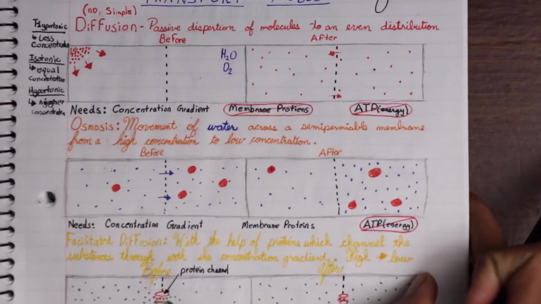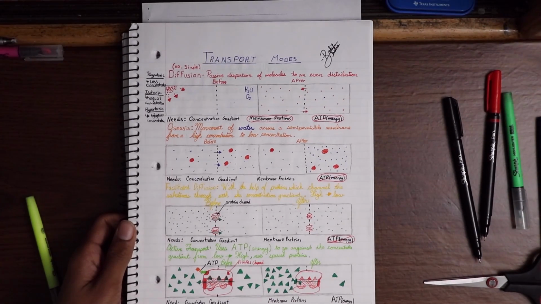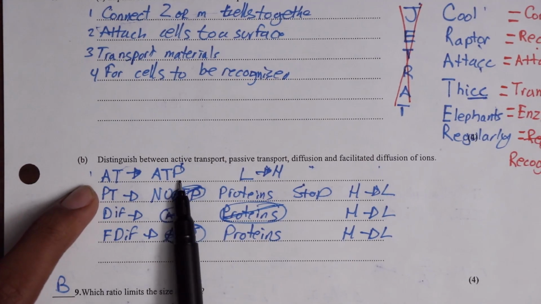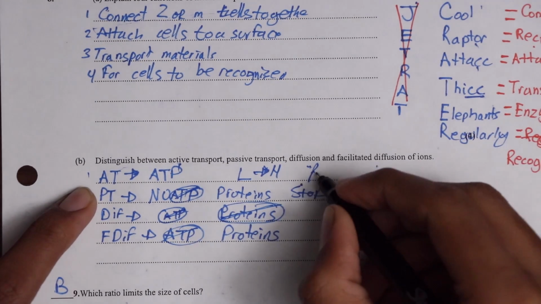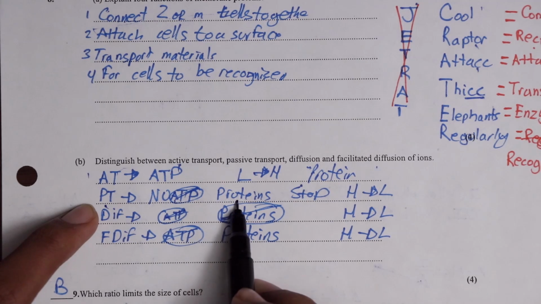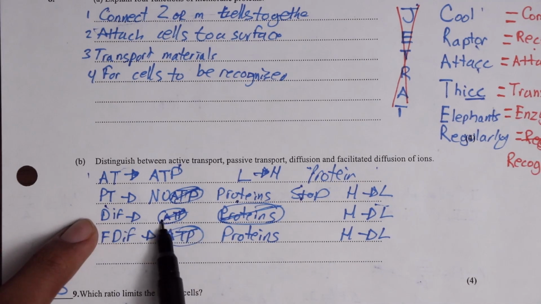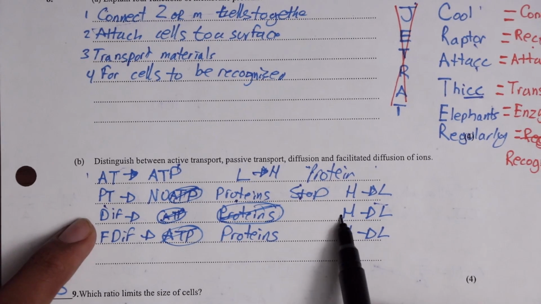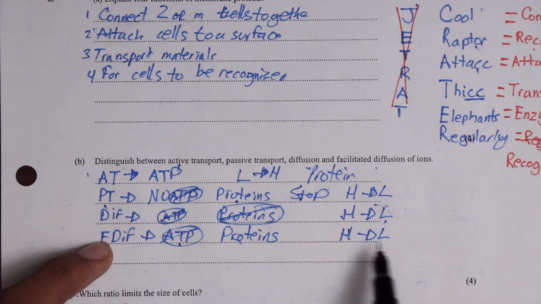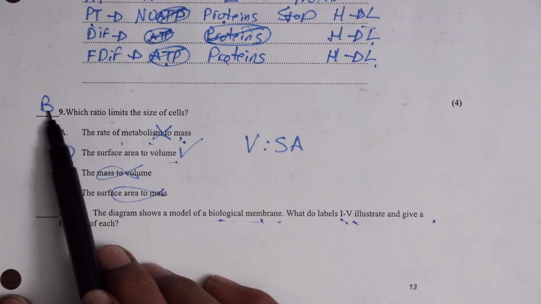Looking at my notes here, this entire thing, if you want to take a picture, take it real quick. So, active transport uses ATP, goes from low to high, it needs a protein. Passive transport does not need ATP, and it can stop. High to low. Diffusion does not need energy, no proteins, goes from high to low. Facilitated diffusion does not need energy, uses proteins, also goes from high to low. So 9 is B.